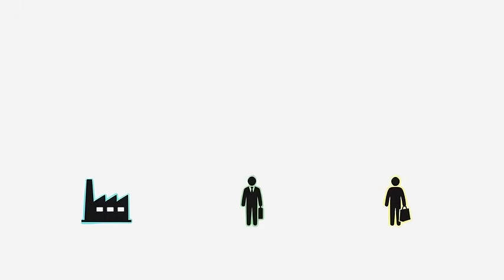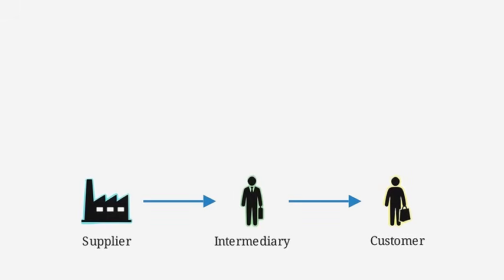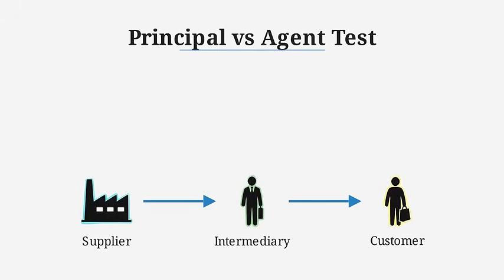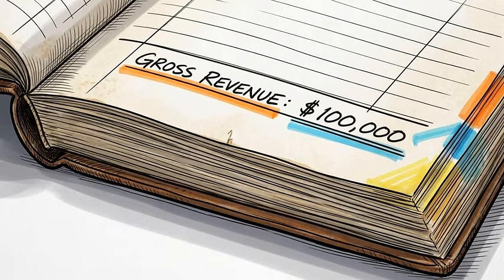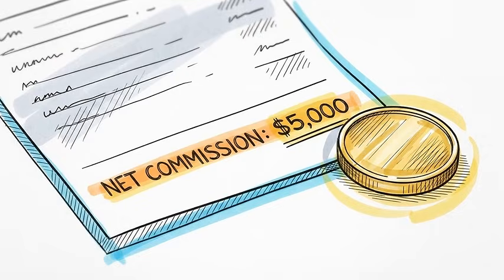Determining who holds control becomes complex when third parties are involved. The principal versus agent test asks one defining question: does the entity control the specified good or service immediately before that good or service is transferred to the customer? This classification dictates the top-line reporting. Principals recognize the gross amount of consideration, while agents report only the net fee or commission they retain.